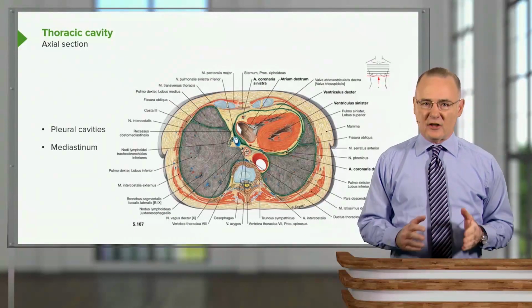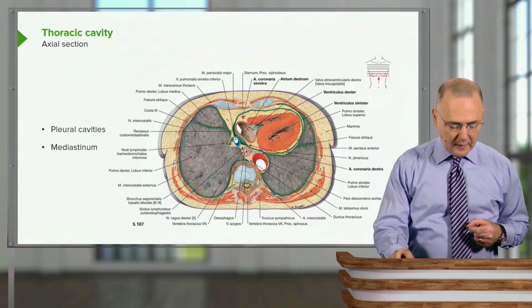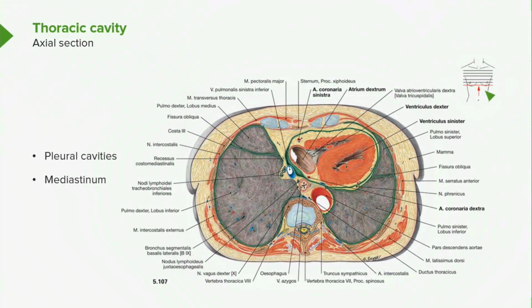Here is a cross-section or axial section through the thoracic cavity. The plane of section is right along here where you see the red line. And it's very, very important that this axial section is oriented such that you're standing at the feet of the individual, looking upwards toward the individual's head. That means that the left side of the image is the right side of the individual, and the right side of the image is the left side of the individual.